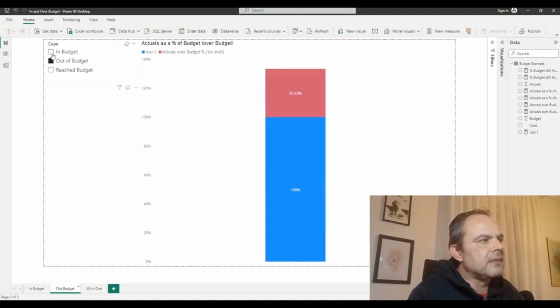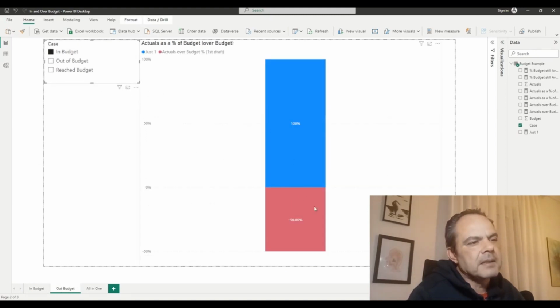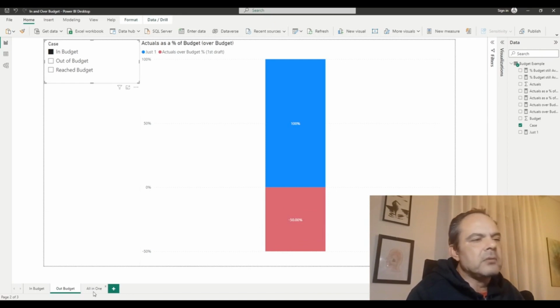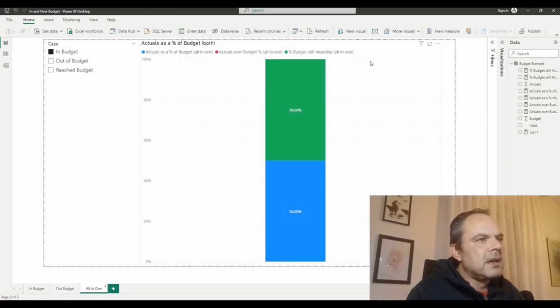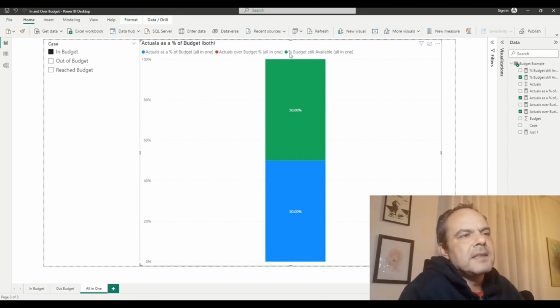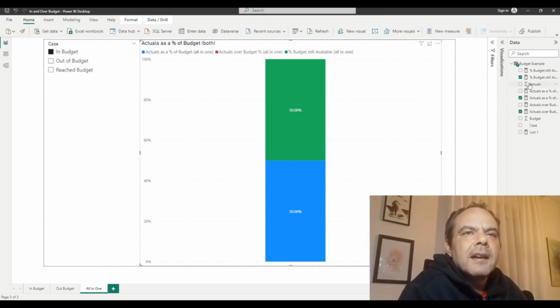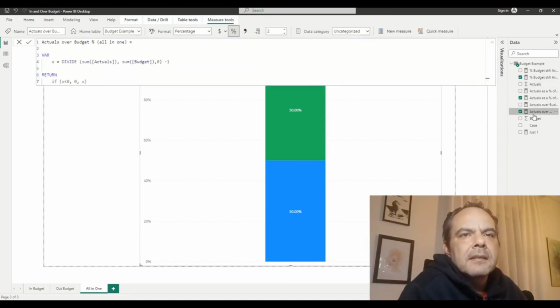The second graph does not work properly in the in-budget case because we do not want to have the red bar in that case. And in order to make it work, we just create one graph. We have all the three measures, and we change them in order to cap them as follows.